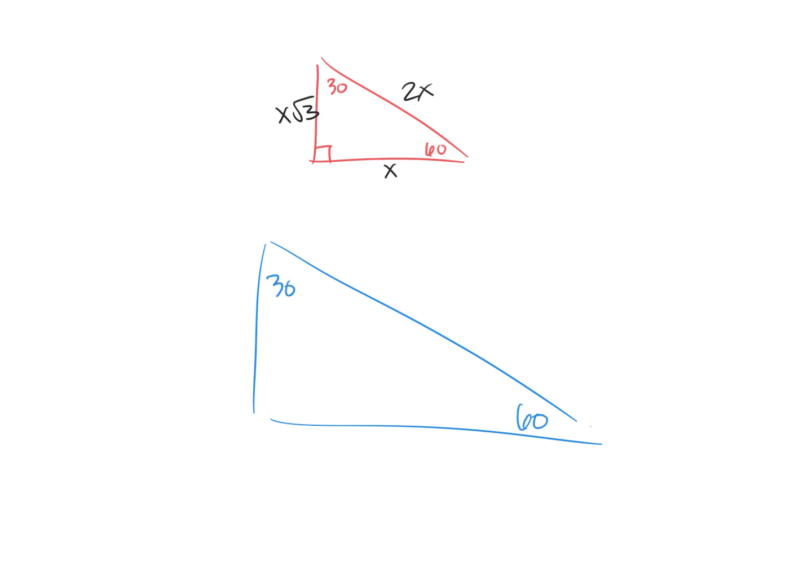If I say, all right, this leg is now 7. What's this leg? 7 root 3. 7 root 3 every time. What's this leg? 14 every single time. So it's kind of cool that you don't need to use the Pythagorean theorem, that we could get that info.